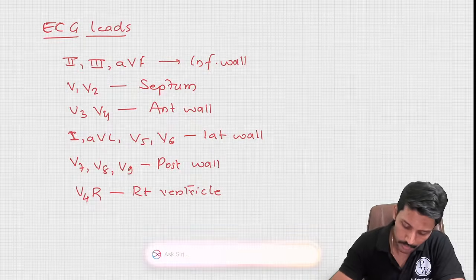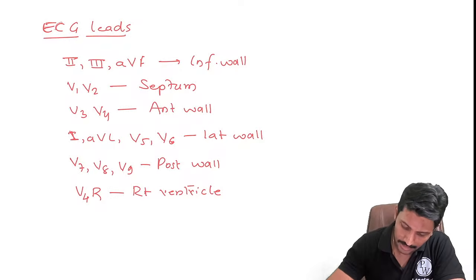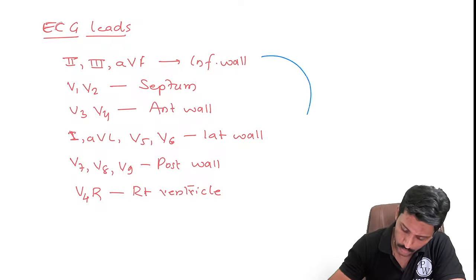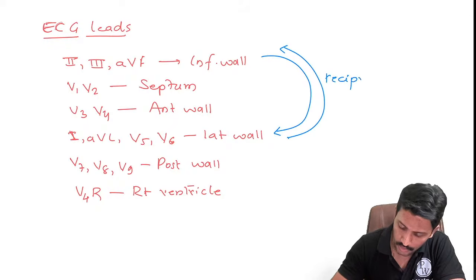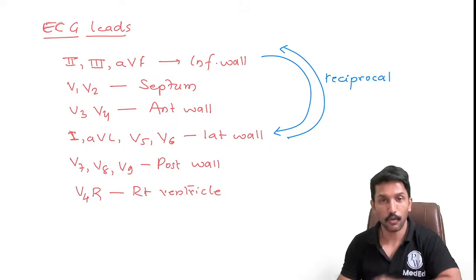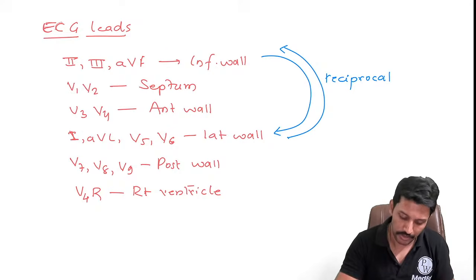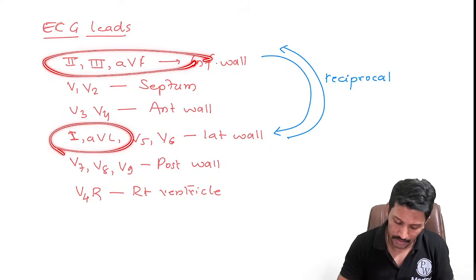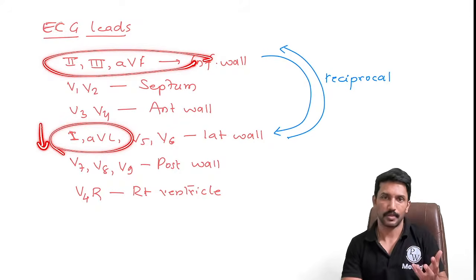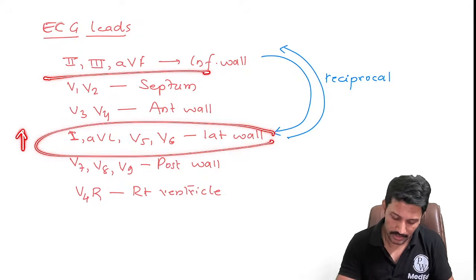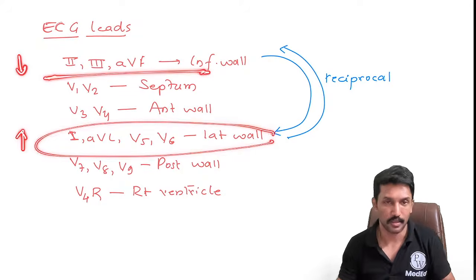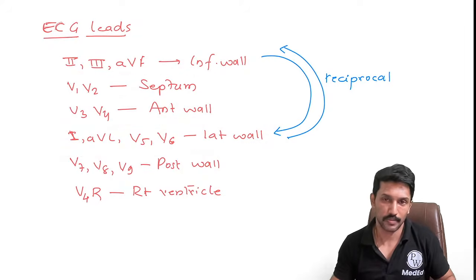And we should also remember that inferior leads and lateral leads are reciprocal to each other. What does that mean? If I have inferior wall MI, there should be ST elevation in inferior leads and ST depression in lateral leads, or vice versa. If I have lateral wall MI, there should be ST elevation in lateral leads and ST depression in inferior leads. We call these changes reciprocal changes.